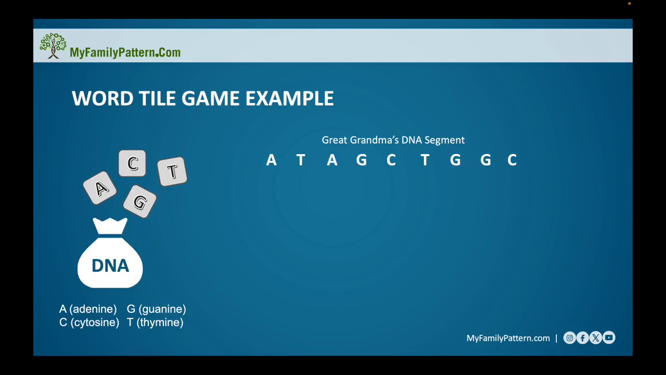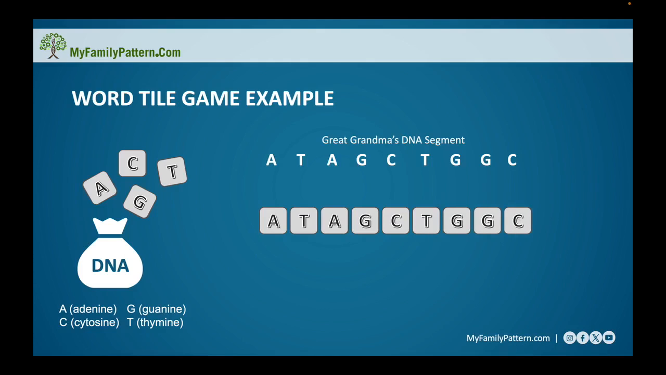What is the likelihood that we would take one tile at a time and randomly pick it out of that bag, and we would come up with something that matches grandma's DNA? So we'd pull up an A, and then the next tile we pull up is a T, another A, then a G, C, T, G, G, and C. Like, what is the chances that we would randomly pick that?